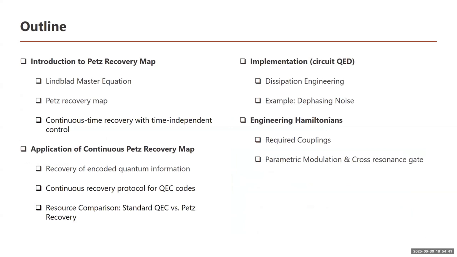Today's outline is shown below. First, we will begin with a brief introduction to the path recovery map and look at what the path recovery map is. Next, we will look into the applications of this framework, especially for some QEC codes. Then we will take a closer look at practical implementation, especially for superconducting circuit QED, and share some of the work that my advisor and I have been doing on how to implement this path recovery map.